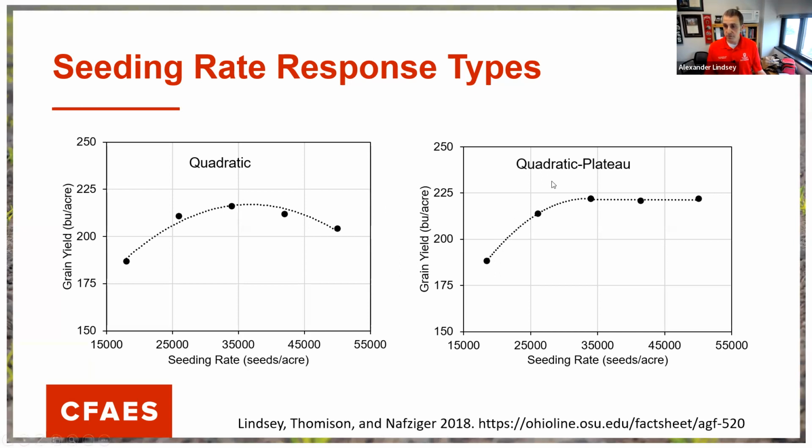A fourth version that we sometimes see is a quadratic plateau, where yields are increasing quadratically to a point, at which point adding more plants doesn't necessarily increase the yield per acre afterward.